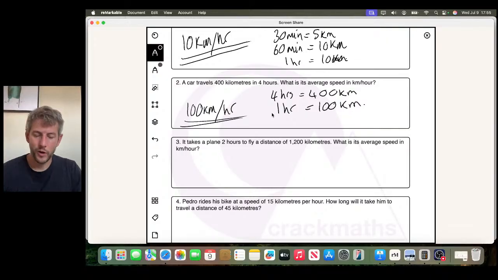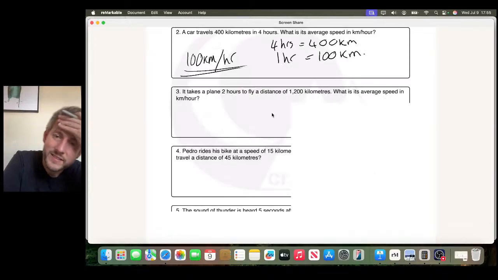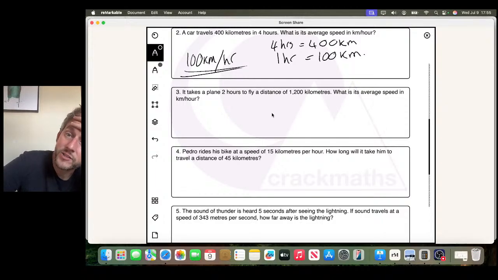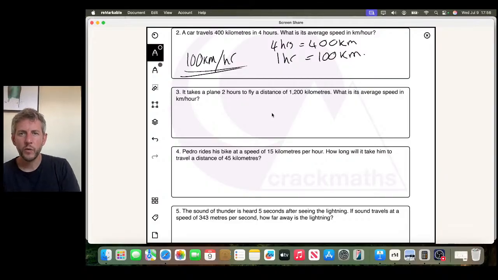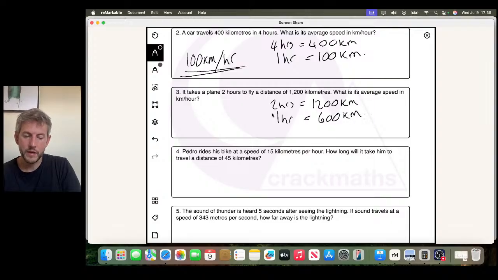Okay, question 3. It takes a plane 2 hours to fly a distance of 1,200 kilometers. What is its average speed in kilometers per hour? So 2 hours equals 1,200 km. Half this gives us 1 hour. Half this gives us 600 km. So it's going to be 600 kilometers per hour.